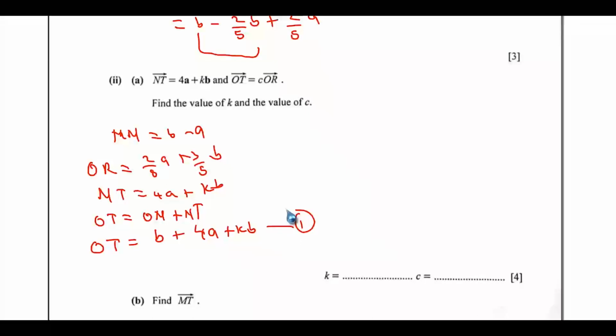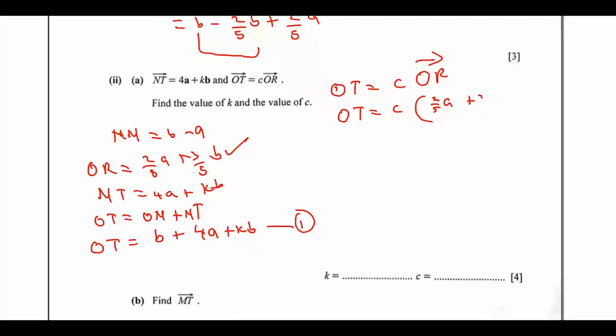Okay, so also we are given that OT is equal to C multiplied by vector OR. We are given this from here. We already know the vector OR to be equal to this. So OT once again will be equal to C into bracket vector OR, which is 2/5 A plus 3/5 B. Okay, so let's expand this. Let's call this equation 2.